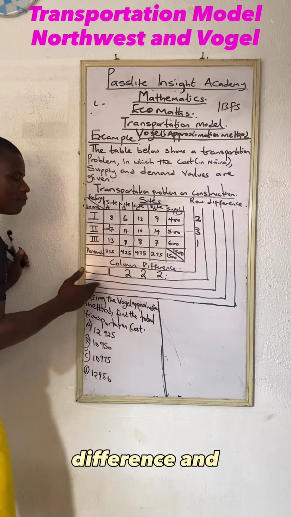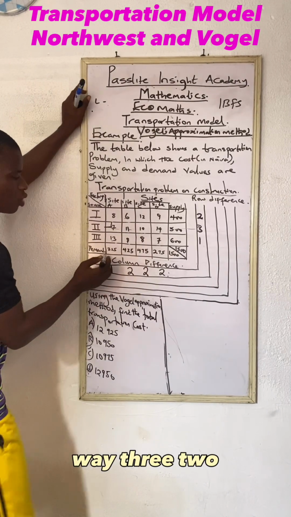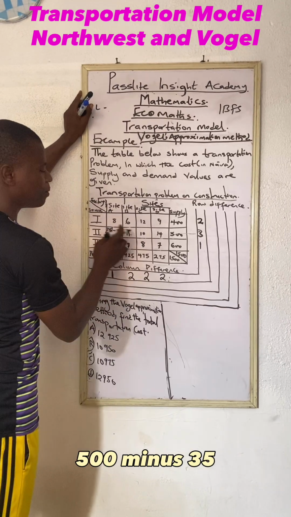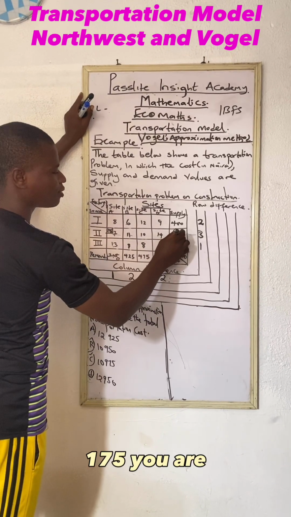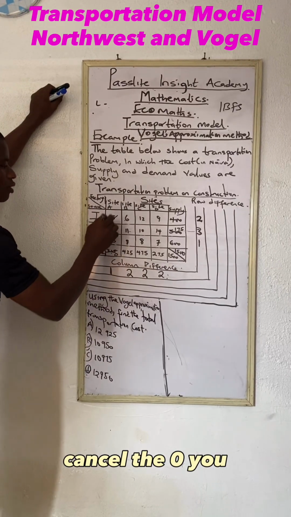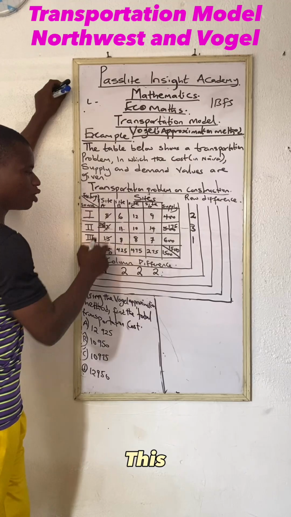After looking for the rows difference and column difference, then look at the smallest one. So let's see. Let's start the same way. 325 and 500, 325. So 325 minus 325 is 0. 500 minus 325, 175. You are done there. So let's go to cancel anywhere you have 0. Cancel the 0, you are done. So let's go to the next one. The one we've cancelled.